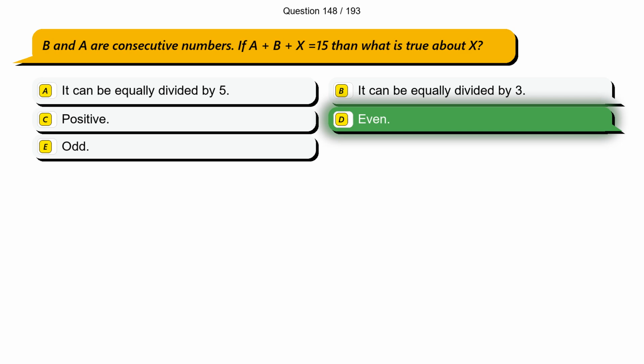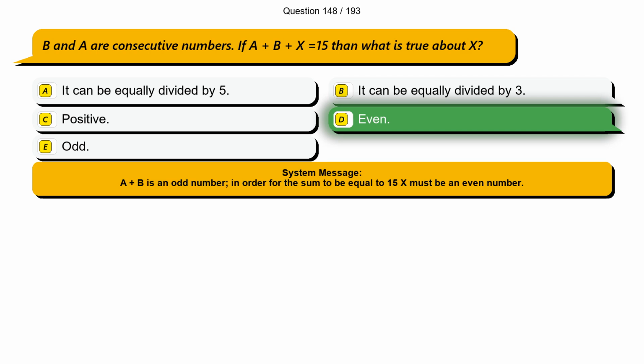The correct answer is option D, even. A plus B is an odd number. In order for the sum to be equal to 15, X must be an even number.